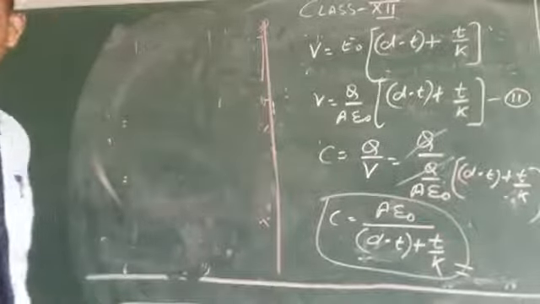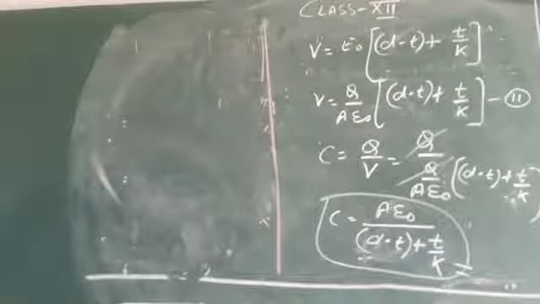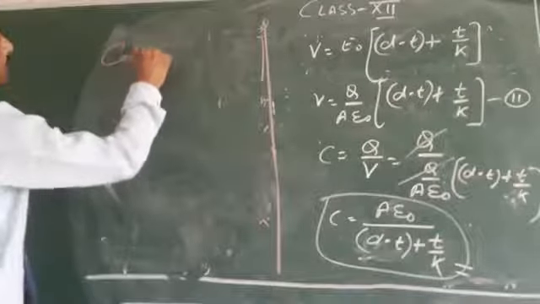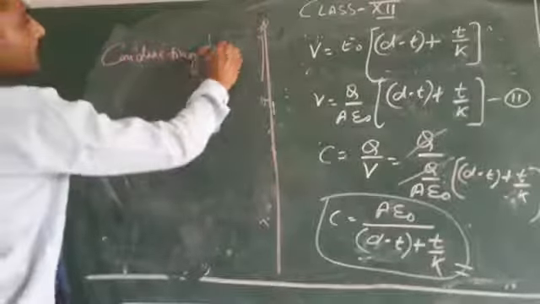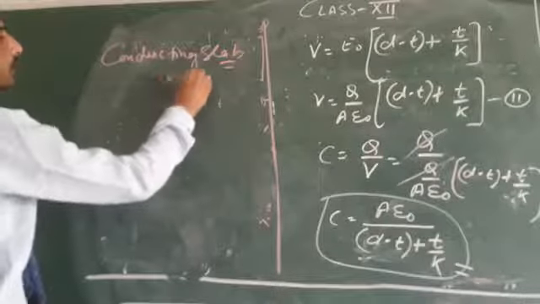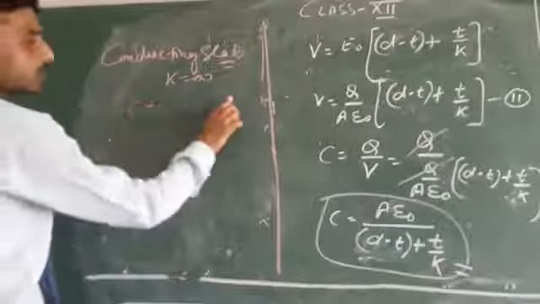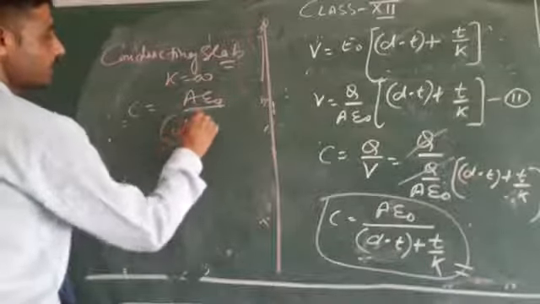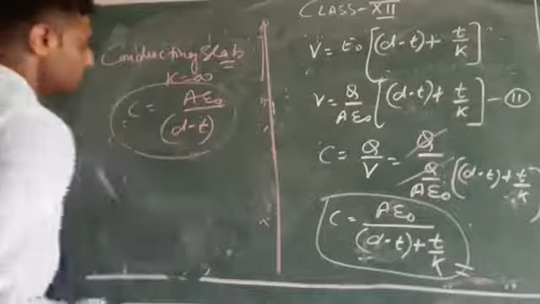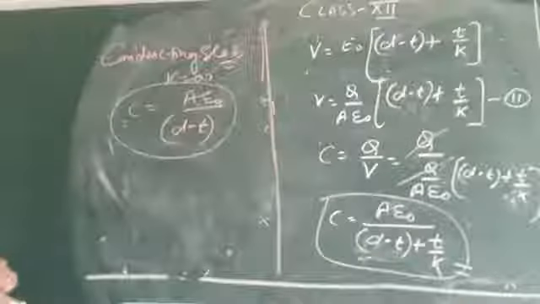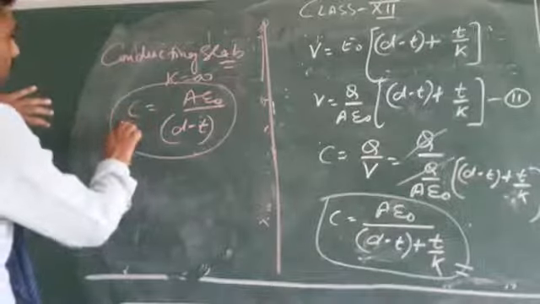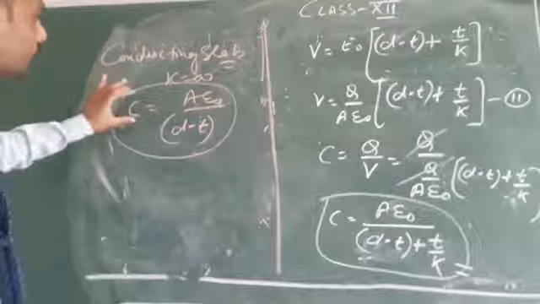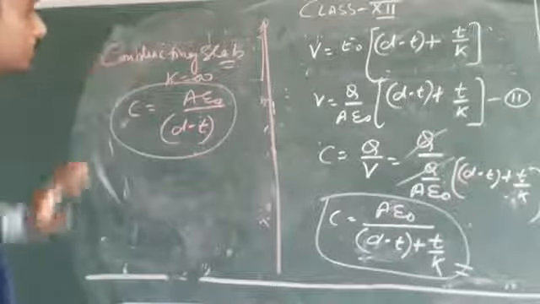So for a conducting slab, K is equal to infinity, which means C is equal to A epsilon naught upon D minus t. So this is the formula for the capacitance of a parallel plate capacitor when a conducting slab is introduced between the plates.